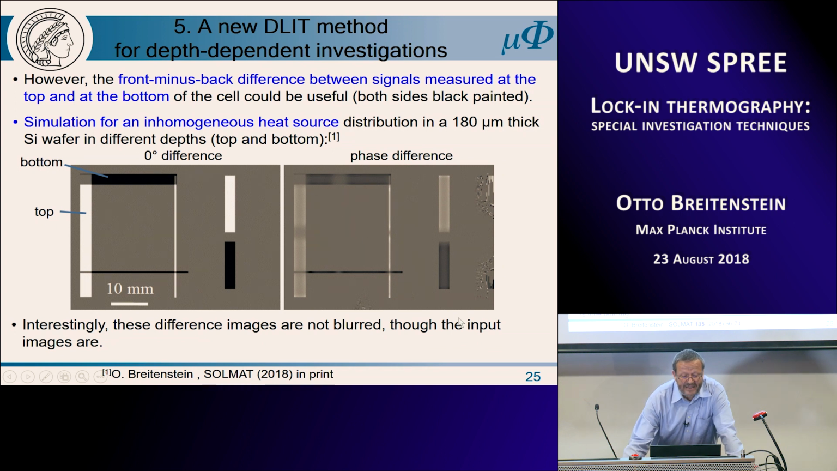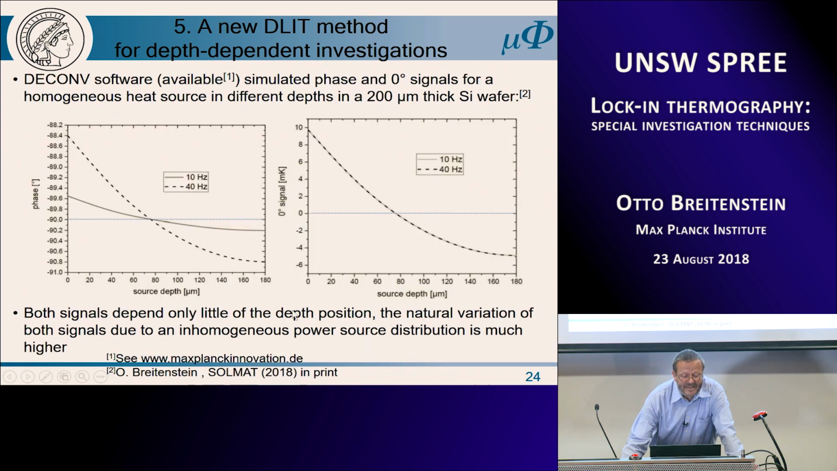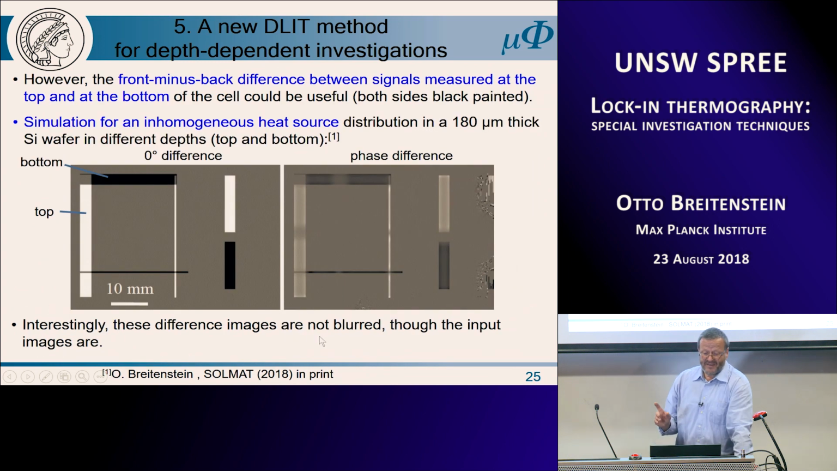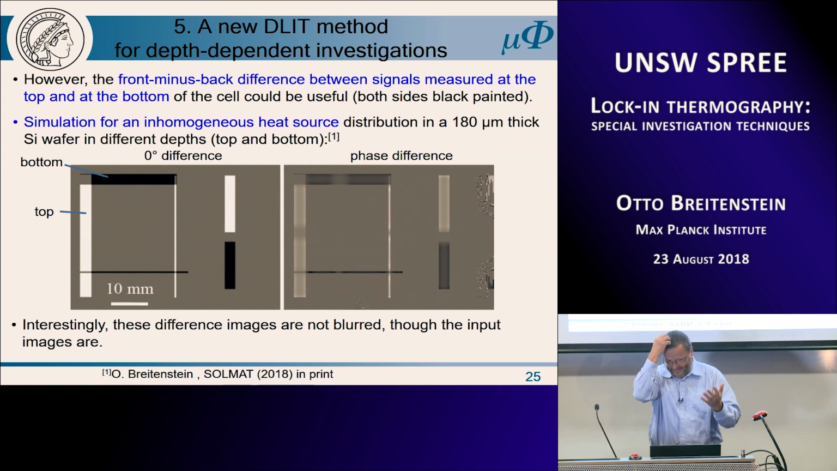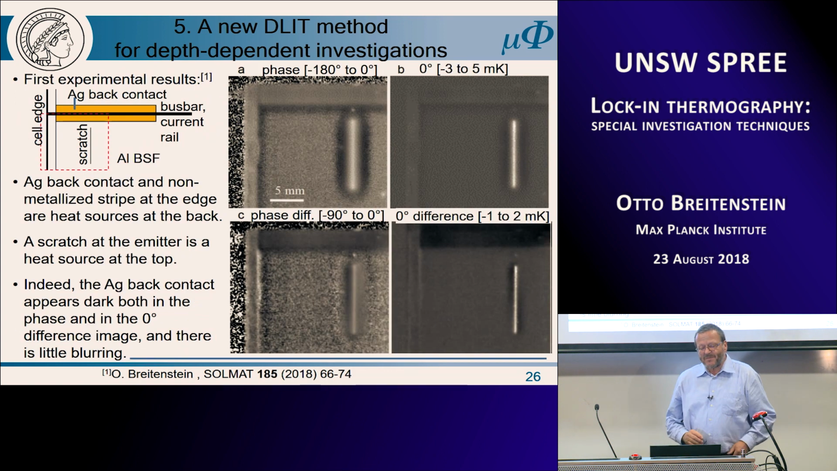And interestingly, these difference images are not blurred. So the input images, I don't show them here, but in the original work, they are shown. Meanwhile, this work has appeared. It's not in print anymore. So the input images are both blurred, the difference images are not blurred. And this is because they come from only vertical heat diffusion through a thin crystal. So there's a first experimental verification of this method.